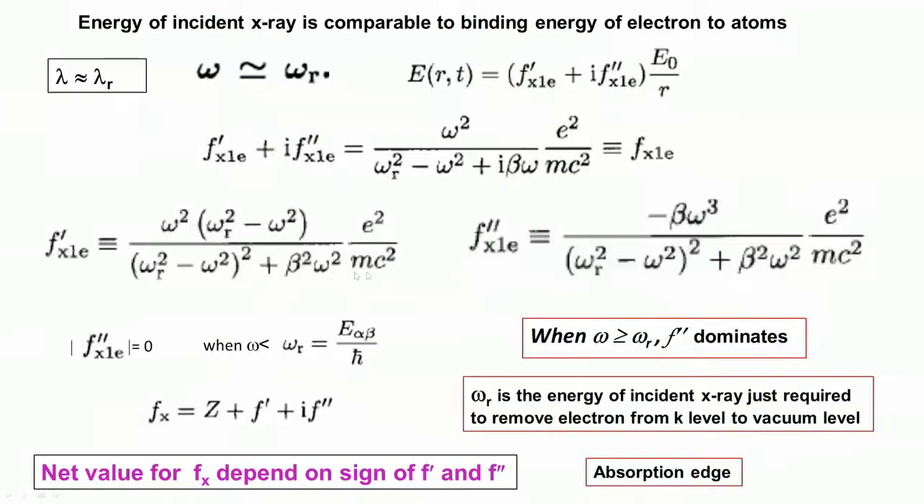Since this equation itself is a complex function, we can write it into two terms. This is essentially simple mathematics. So, it will turn out to be f'(real part) and another is i, the imaginary part f''. These two terms are going to be there.